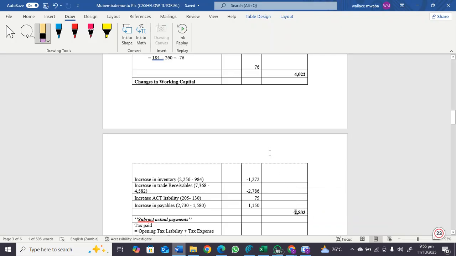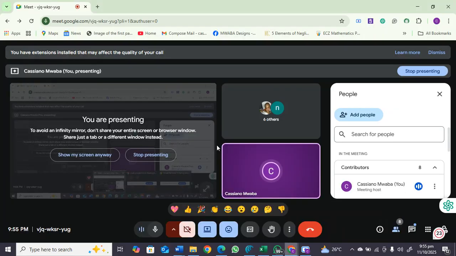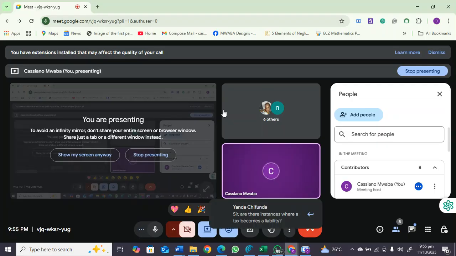Remember, we're still under operational activities. We started with the non-cash expenses. Now we've looked at working capital. Next, we're going to find out how much tax has been paid or how much interest. If there was interest in the question, we would have found out how much interest was going to be paid.